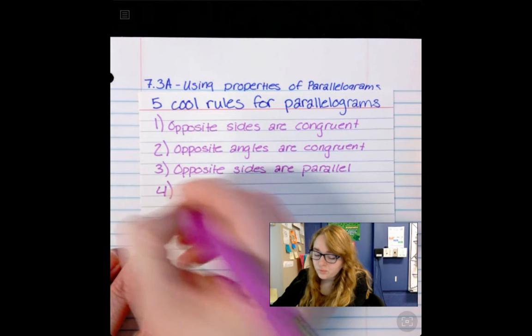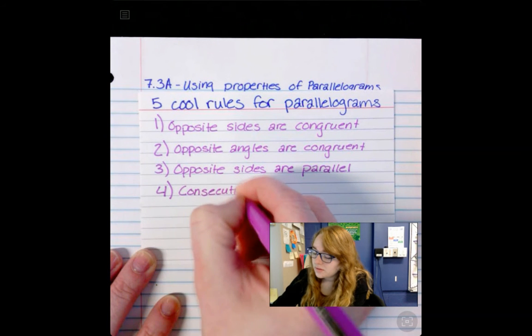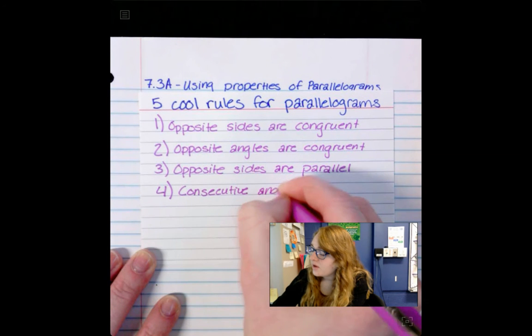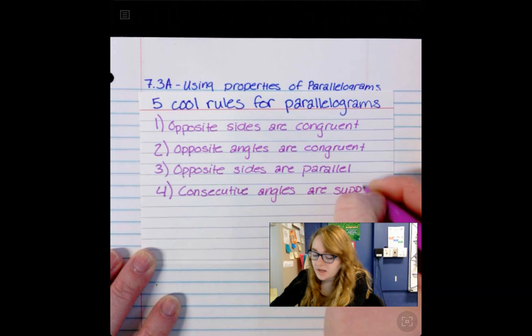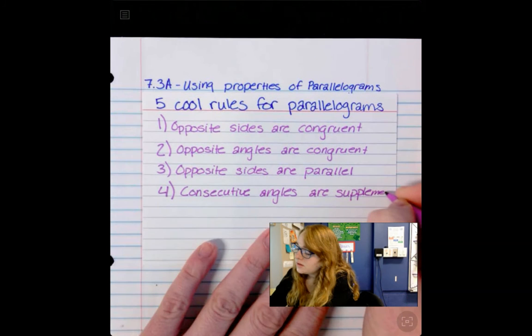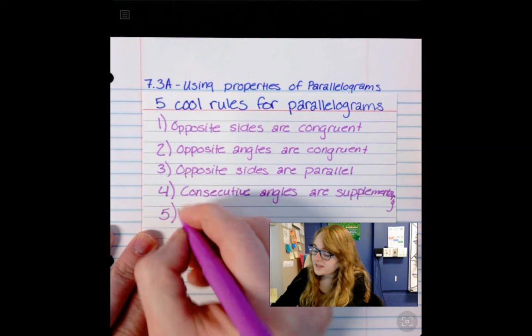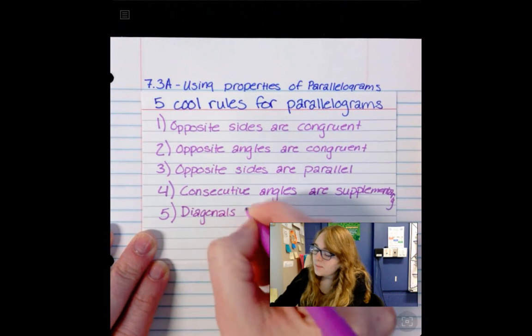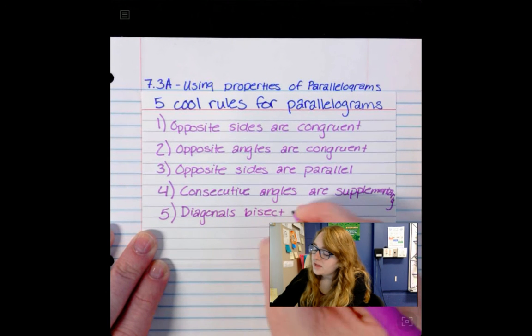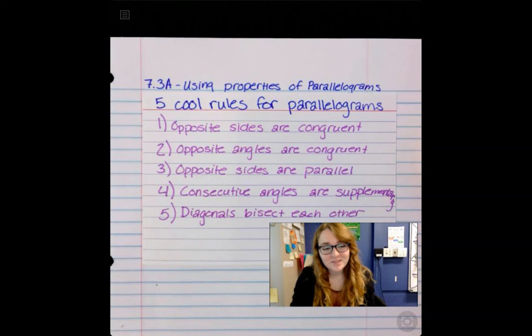Our fourth cool rule is that our consecutive angles are supplementary, which means they add to 180. Kind of cramming this in there. And then our fifth cool rule is that our diagonals bisect, or cut in half, each other. All right, so let's go ahead and use these 5 cool rules in some examples.